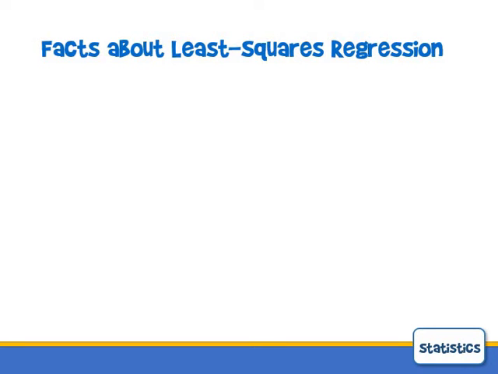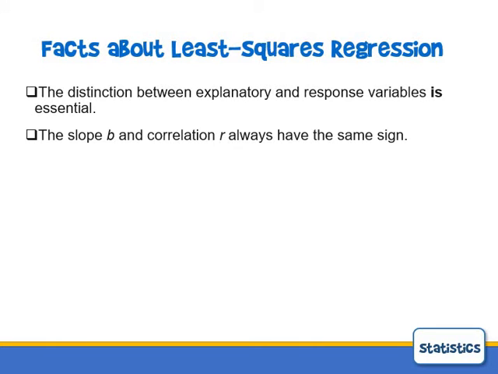So here are some facts about the least squares regression line that we want to keep in mind. We talked about how for correlation the distinction between the explanatory and the response variable didn't matter. You were looking at the relationship between the two variables. But for the least squares regression line, it absolutely does matter. It is essential. If you swap x and y, you're going to get the inverse of the line you would get the other way around. So it's very important that you decide appropriately what is the input variable, what's the explanatory variable, and what's the response variable.